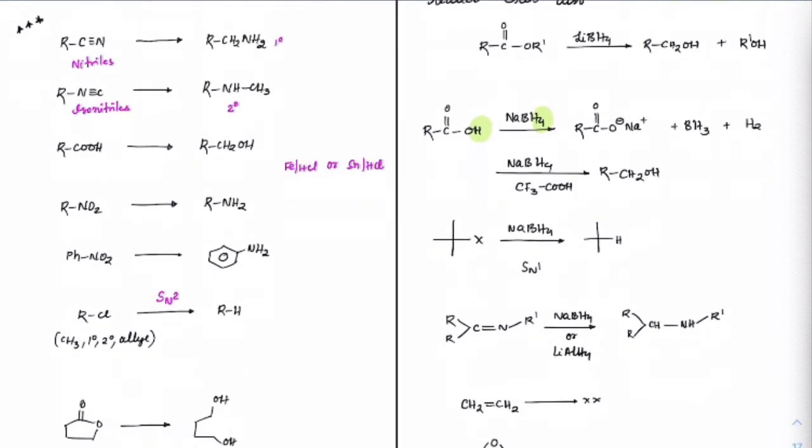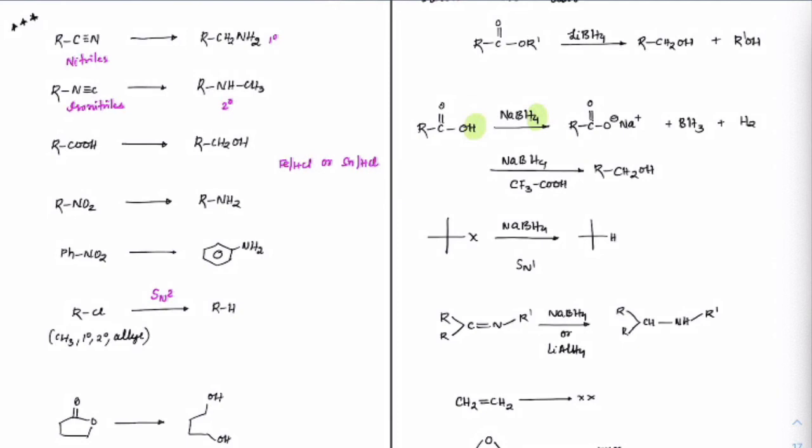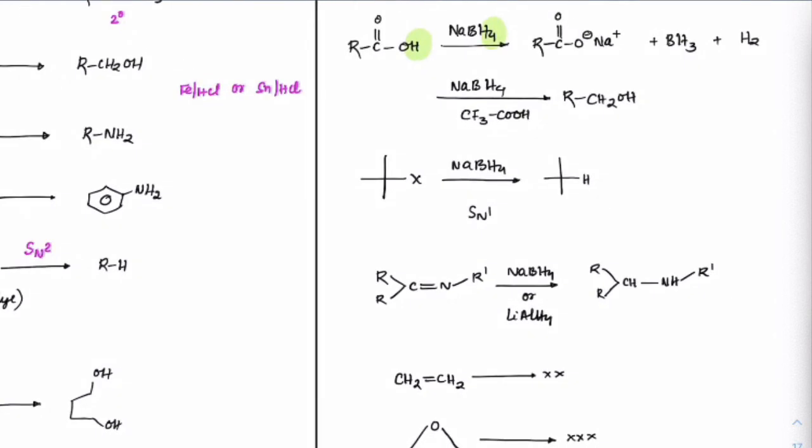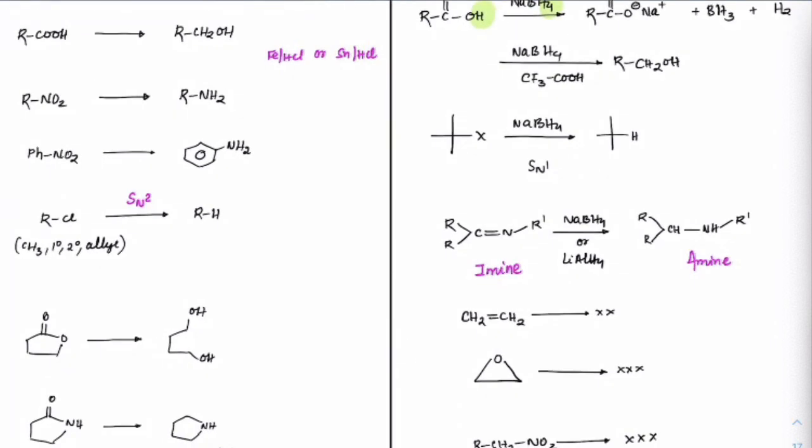Okay. C double bond N. Whenever you have C double bond N, these are called imines. If all of them are alkyl groups, on three sides we have alkyl groups, then we call it imines. Imines will be reduced by both NaBH4 and lithium aluminum hydride to form amines. So imines are getting reduced by both of them.